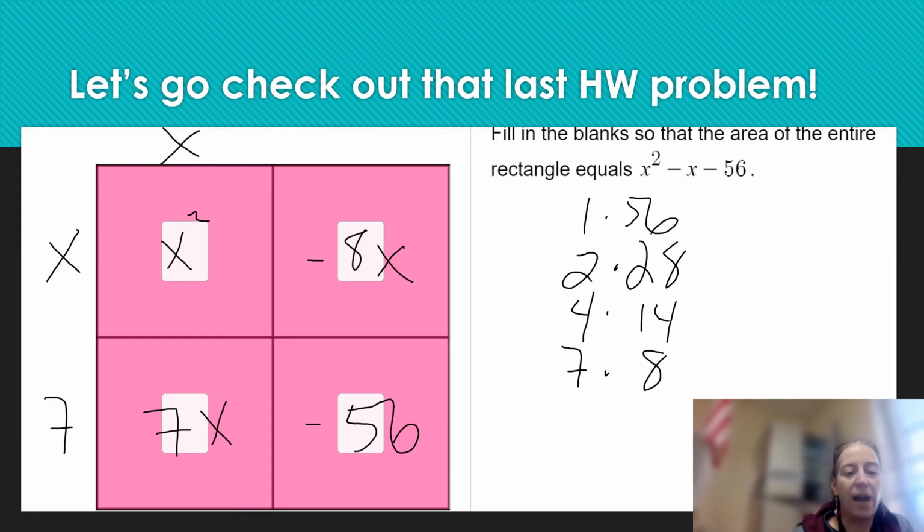You can do this a couple different ways. If you have negative 8x and you know the height is x, then that must be negative 8. And now we have our factors. Our factors are x plus 7 and x minus 8. And those are the two dimensions.